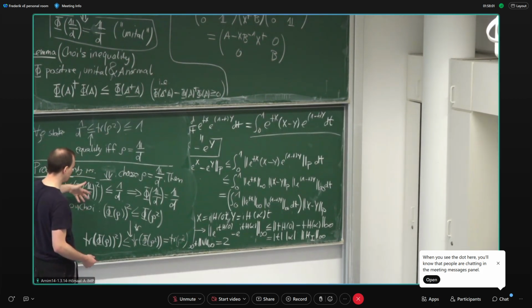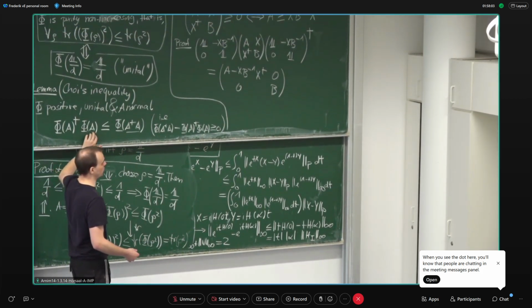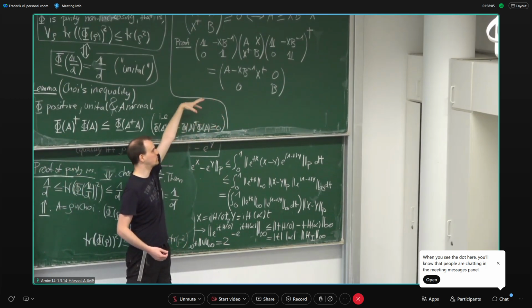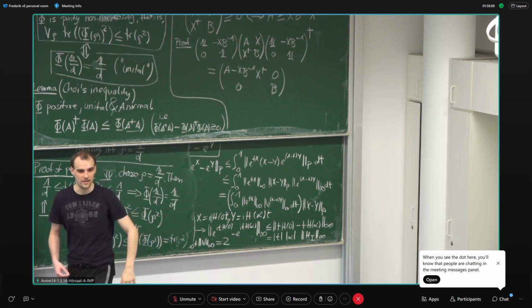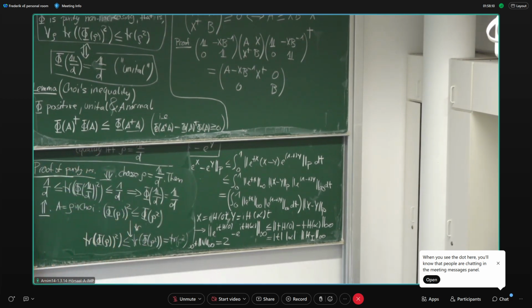And to be clear, the main tool in proving this was this inequality, which relied on this technique. And you can do a whole other bunch of funny things with this block matrix technique.